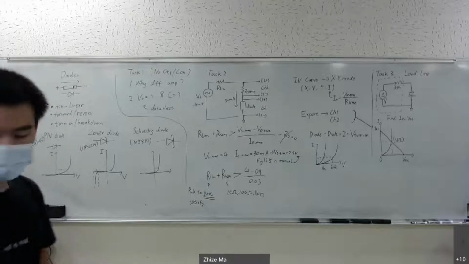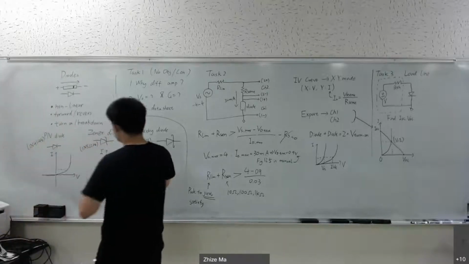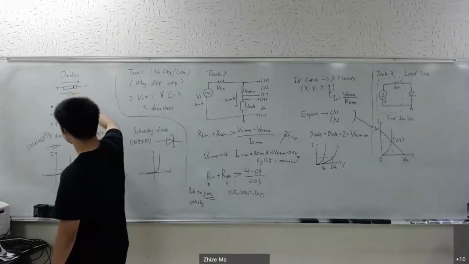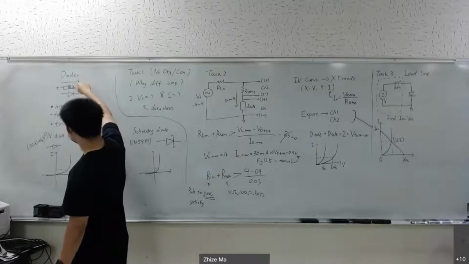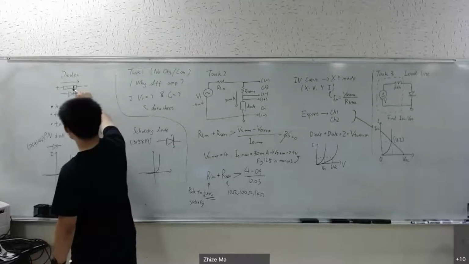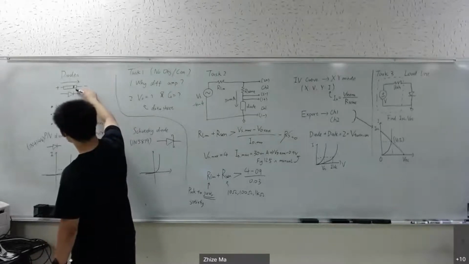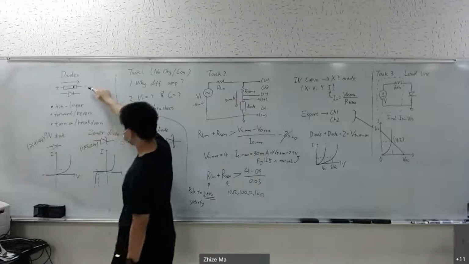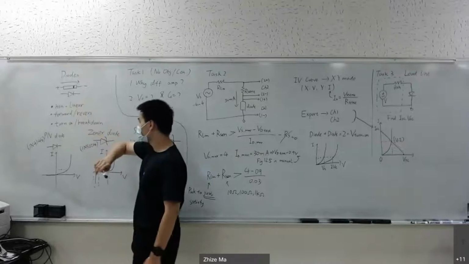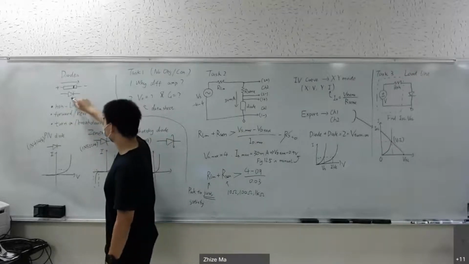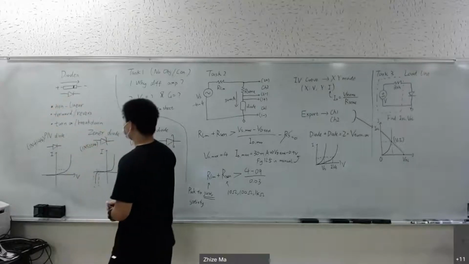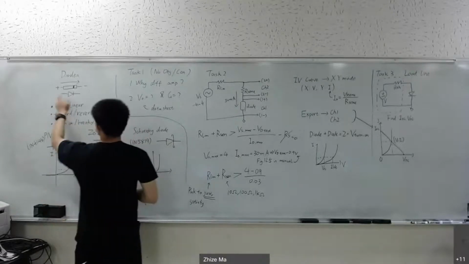Before we talk about tasks, I want to let you know something. The diode looks like this in your lab kit, and there is a little black strip that indicates the polarity. This part indicates the negative side, and this part is the positive side. The symbol for the diode on the schematic looks like this. And the current always flows from the positive to the negative side.